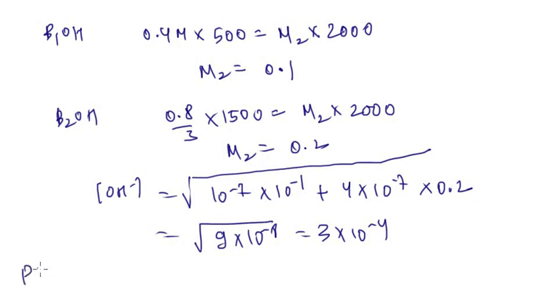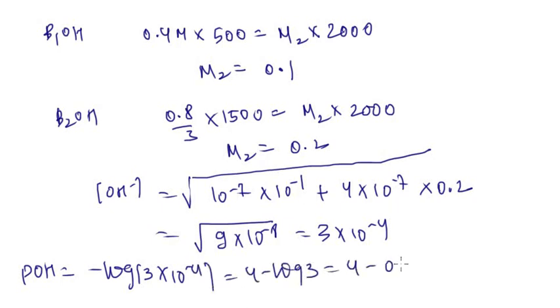Now pOH is negative log of 3 into 10 to the power minus 4. So it is 4 minus log 3, so 4 minus 0.48, since log 3 is 0.48. So it is 3.52. And pH turns out to be, if you see, pH was 14 minus pOH. So 14 minus 3.52 is 10.48.